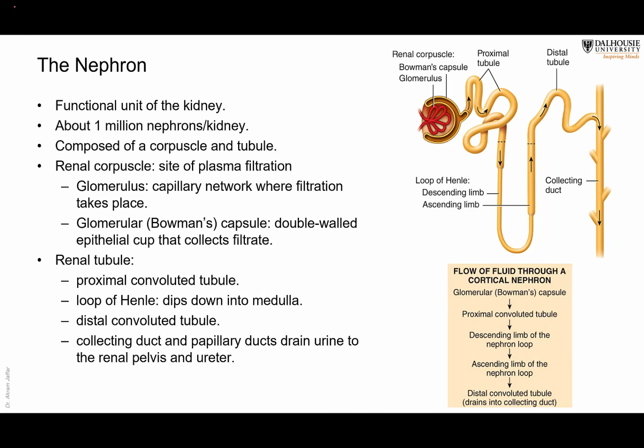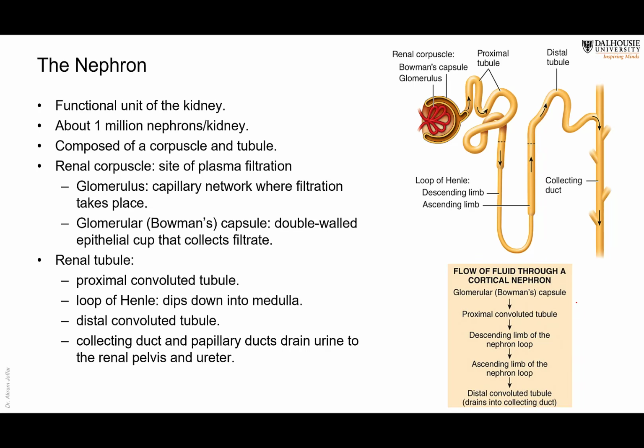Now, this is the nephron. It's the functional unit of the kidney. We have about 1 million of these nephrons per kidney, and the nephron is composed of a corpuscle and a tubule. All of this is a tubule. The tubule leads into a collecting duct and then to a papillary duct. The papillary duct opens at the tip of the renal papilla.